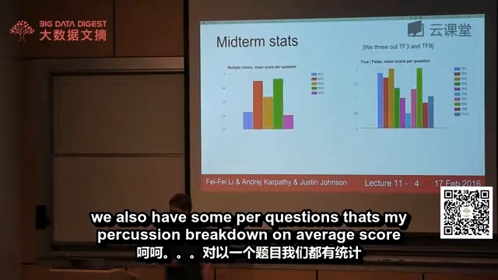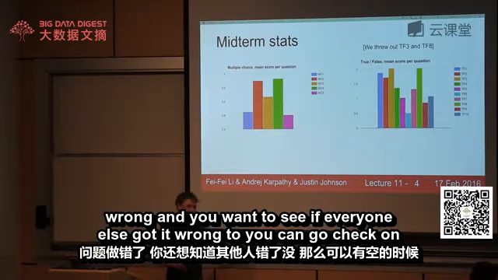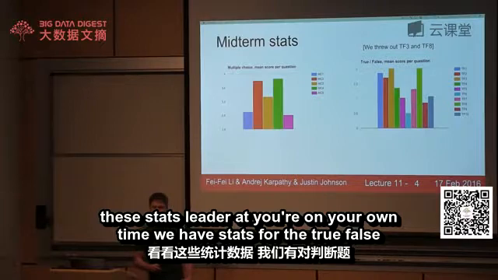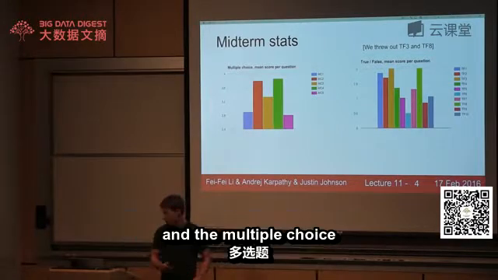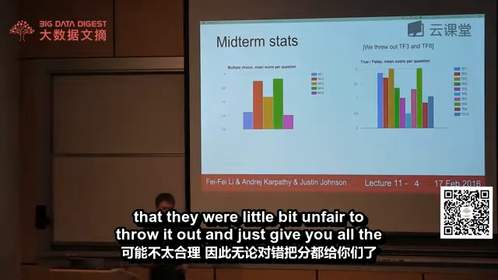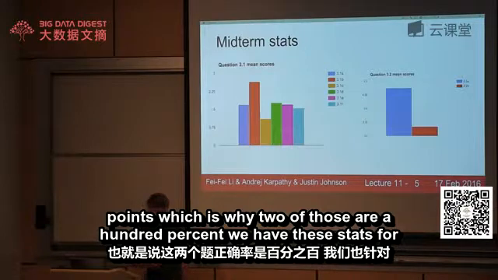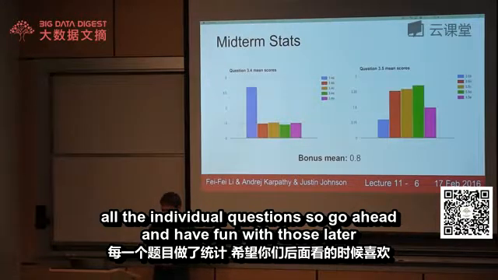We also have a per question breakdown on average score for every single question in the midterm. So if you got something wrong and you want to see if everyone else got it wrong too, you can go check on these stats later on your own time. We have stats for the true-false and the multiple choice. Keep in mind, for 2 of the true-false, we decided during grading that they were a little bit unfair. We threw them out and just gave you all the points, which is why 2 of those are at 100%. We have these stats for all the individual questions, so go ahead and have fun with those later.